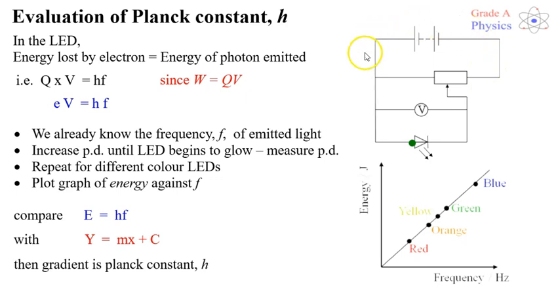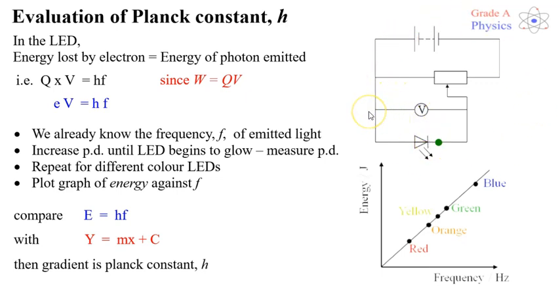So what we have is a straightforward circuit here. We've got a variable power supply. In this diagram, I have a fixed power supply connected to a variable resistor, which allows me to vary the output. And I've got a voltmeter attached across an LED. You should be familiar with these symbols from the electricity topic.